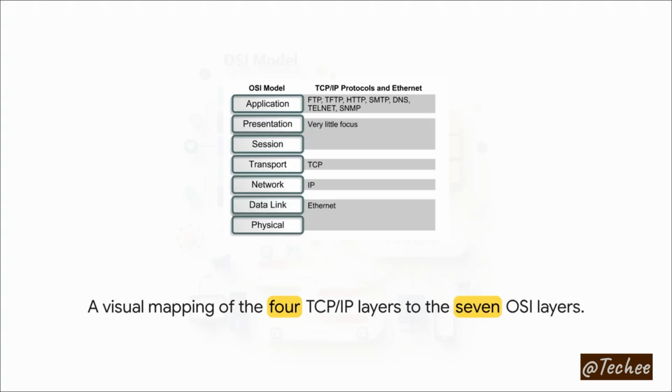This mapping really makes it all click, doesn't it? You can see exactly how TCP/IP's application layer just gobbles up the top 3 layers of OSI, and down at the bottom, its network access layer combines the 2 lowest OSI layers. It's just a much more practical, down-to-earth structure.